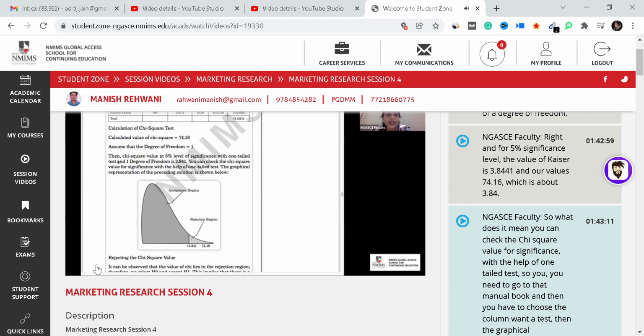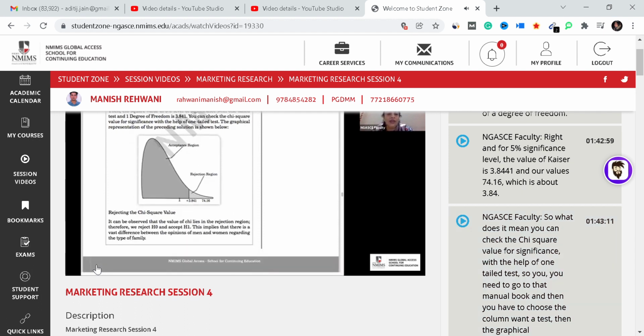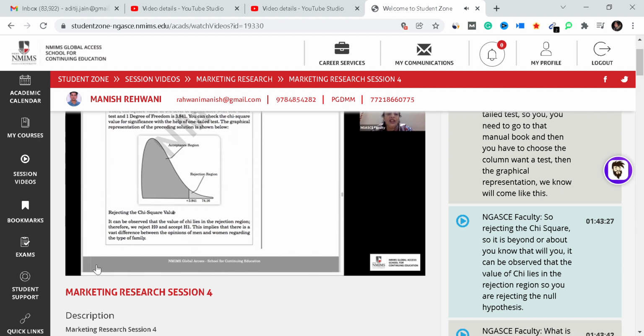You can check the chi-square value for significance with the help of one tail test. So you need to go to that manual book, and there you have to choose the column one tail test. Then the graphical representation will come like this. So rejecting the chi-square value, it is beyond or above that value. It can be observed that the value of chi lies in the rejection region. So you are rejecting the null hypothesis.